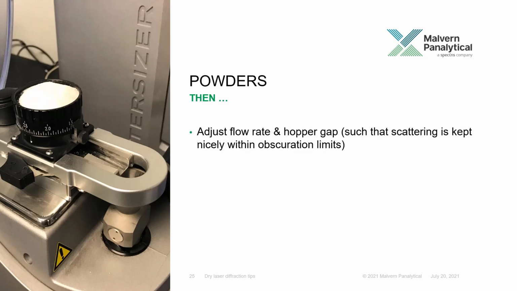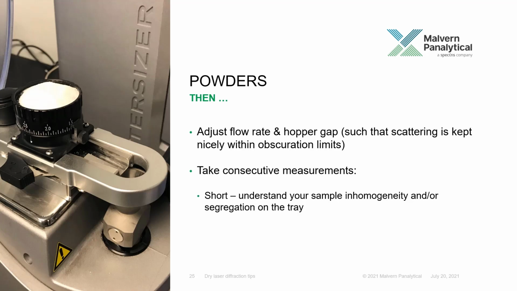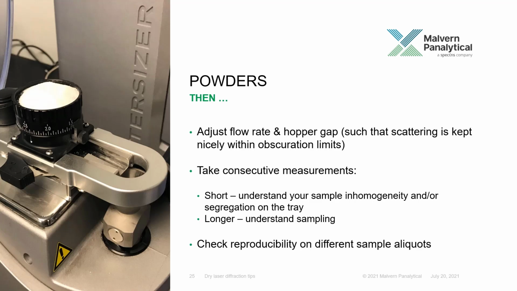Continue by adjusting the flow rate and hopper height such that the scattering falls nicely within the limits and take consecutive measurements. Short consecutive measurements help you understand the sample homogeneity and any segregation on the sample tray. Longer measurements help you decide what sampling is needed for good reproducibility of the results.